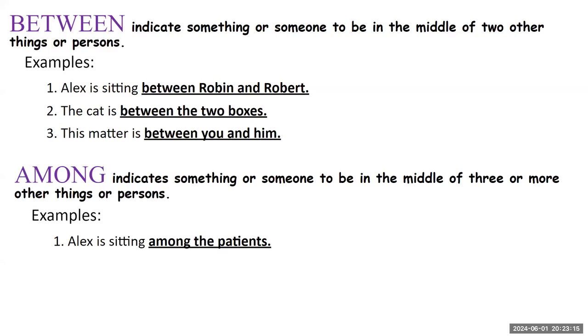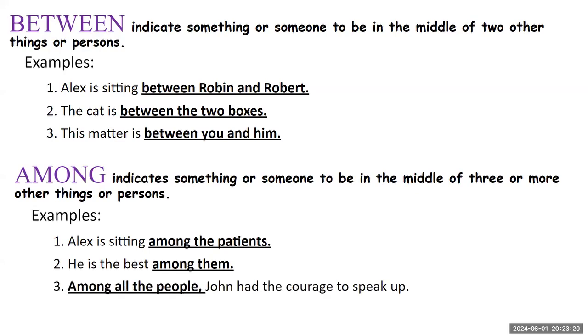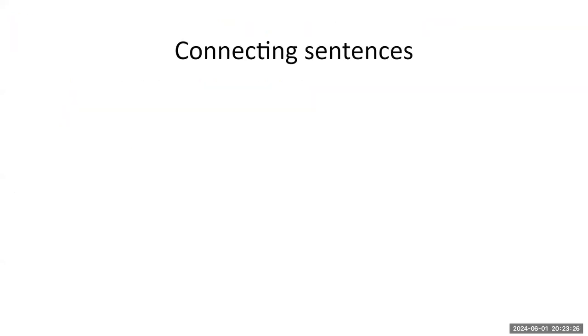Alex is sitting among the patients. He is the best among them. Among all the people, John had the courage to speak up. Okay. So those are the prepositions that you have to be aware of and how they should be used in a sentence, specifically the preposition of time and preposition of place.